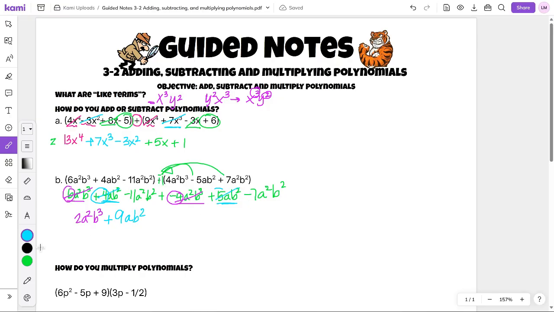And then my last terms also match. So I have a squared b squared, a squared b squared. They are both negative. I have a negative 11 and a negative 7, which makes negative 18 a squared b squared.